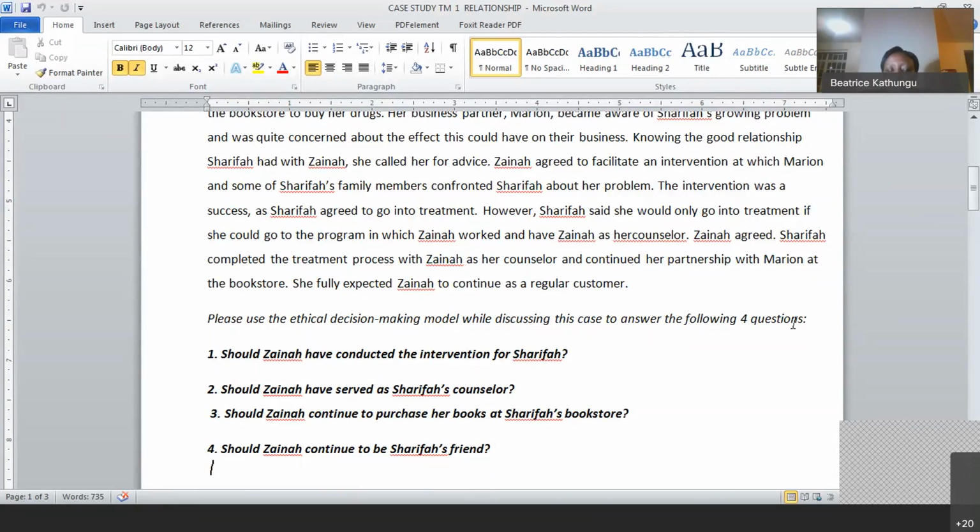Let's begin with question number 1. Should Zaina have conducted the intervention? Remember, the intervention was where Zaina went to help the family and the friend to get Sharifa to accept to go into treatment. So that was the first contact in terms of conducting the intervention. The second one was becoming the counselor, and so on and so forth. So any comments, any hands raised, Jessica? None yet, but I will keep looking.